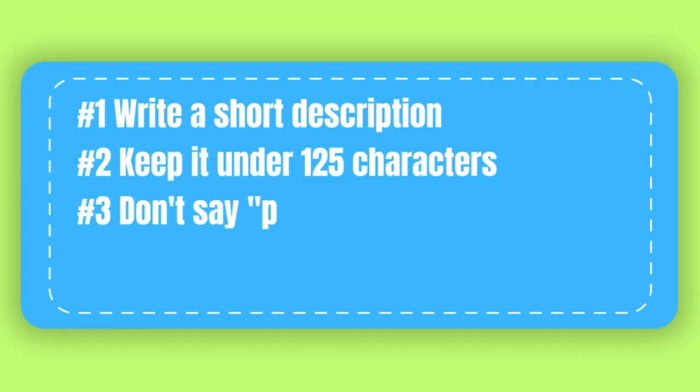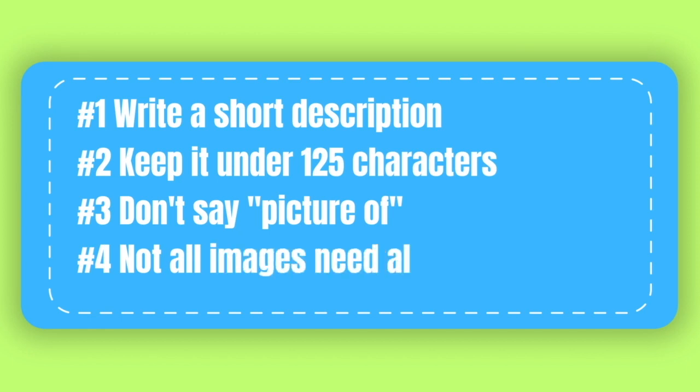This is because the screen readers that read your blog post out loud for the listeners will stop reading after that point. Do not say picture of or image of. Google already knows that this is a picture, and the screen reading software does as well. And last but not least, remember that not all images need alt texts. If the image doesn't provide any value to your reader, it won't provide any additional value to the listeners either.